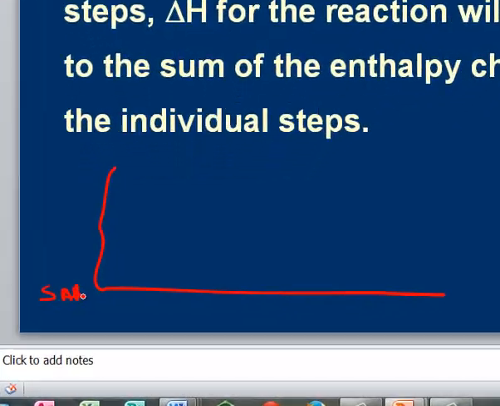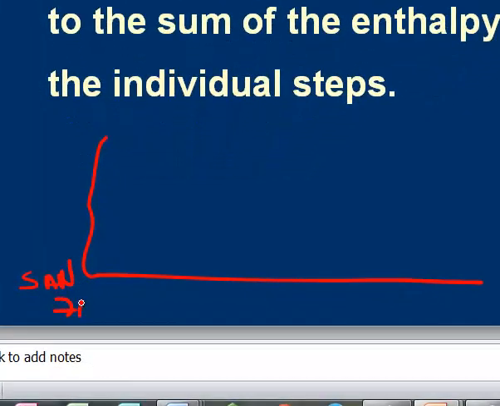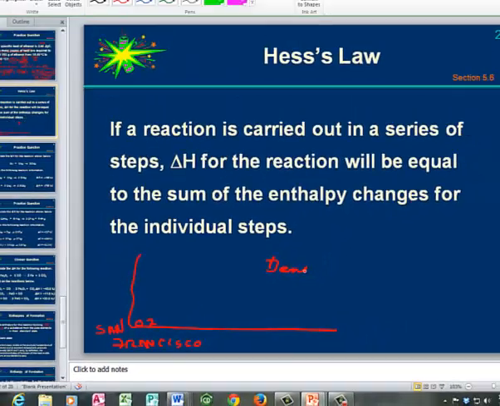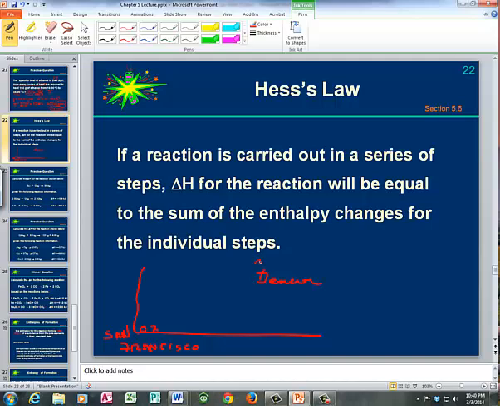So here's San Francisco down here at sea level. So that's San Francisco. All right. So it's at 0 feet. And Denver is up here at 5,280 feet. We call it the Mile High City.